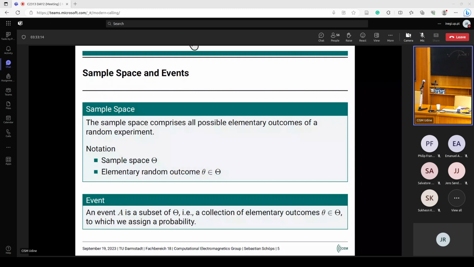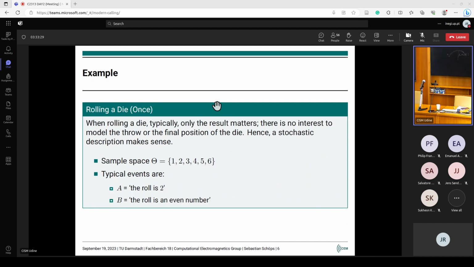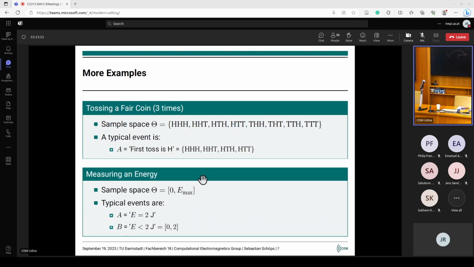The first, the easiest thing is the sample space. That is the space of the elementary outcomes. And then an event is a subset of this, for example, a combination of these outcomes. This sounds very theoretical, but if you look at it practically with an example, it immediately makes total sense. If you roll a die, the outcome space is 1 to 6, and then you can have events like the result is 2, or an even number. An even number is already the combination of 2, 4, and 6, so it's a bigger set of things that can happen.